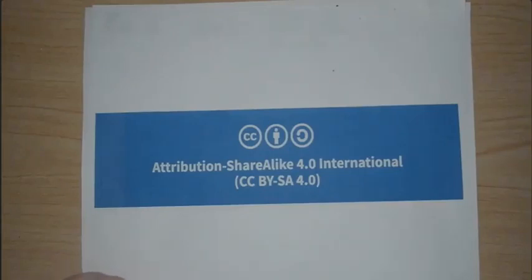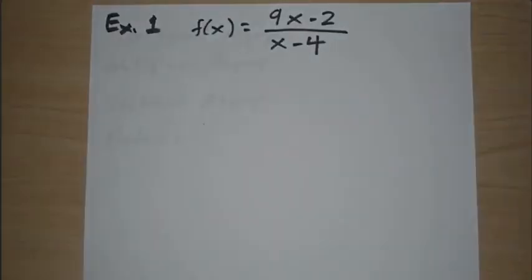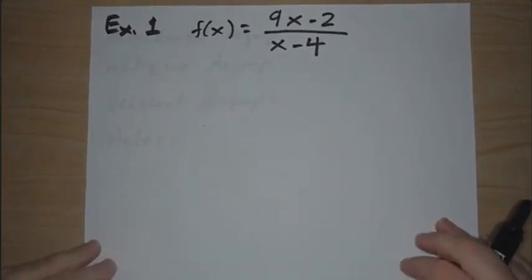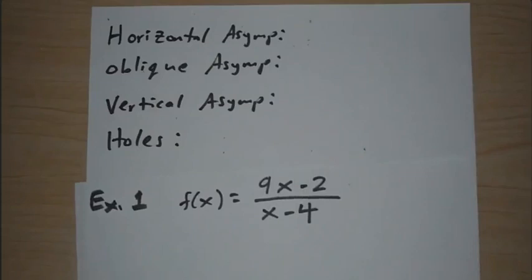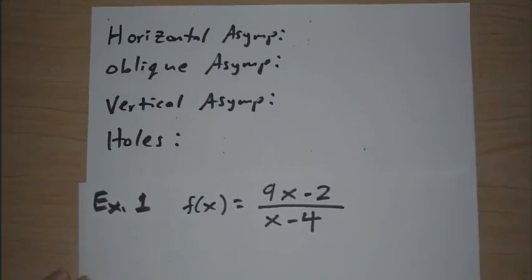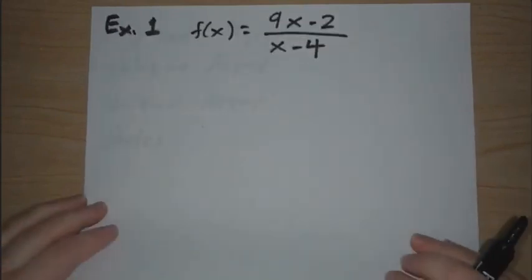This is example 1 from the Rational Functions Part 2 lab. We have the following function. We want to determine some aspects of this function, such as if it has a horizontal asymptote, an oblique asymptote, a vertical asymptote, and if it has any holes.